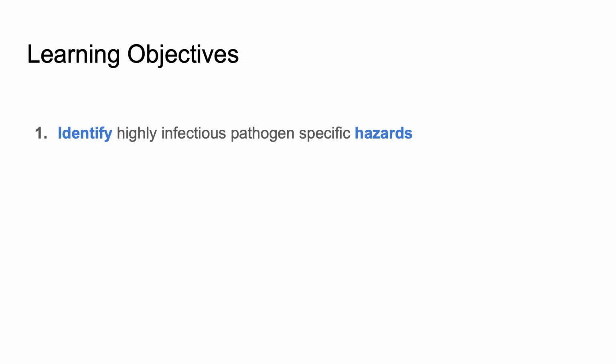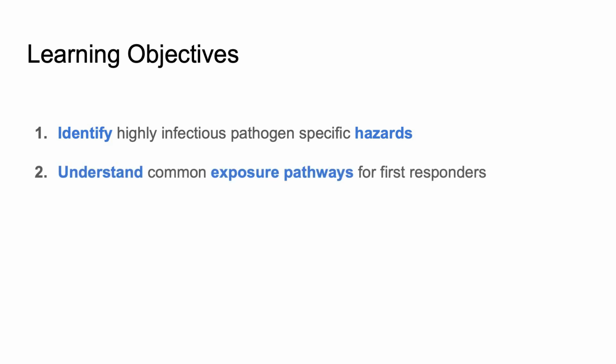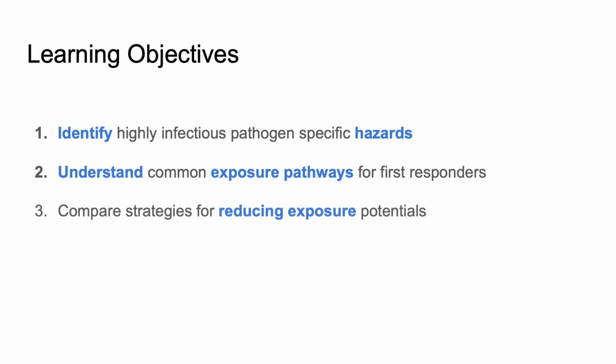The learning objectives for this training are to, number 1, identify highly infectious pathogen-specific hazards; number 2, understand common exposure pathways for first responders; number 3, compare strategies for reducing exposure potentials; and number 4, distinguish effective infection control protocols.